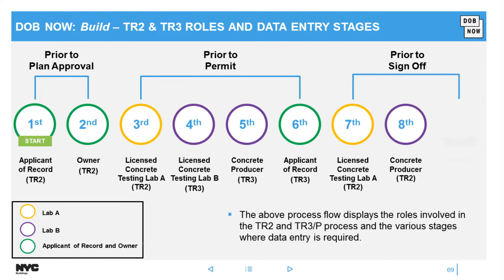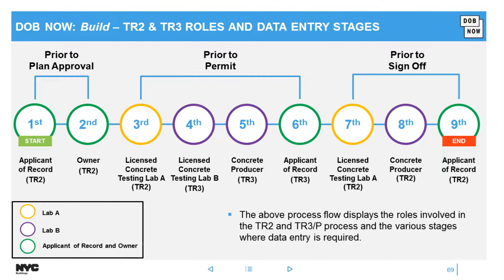Because concrete has different stages and different people logging in and out, that tier 2, tier 3 back and forth, I built a data entry stage process flow here to help you understand. Basically 1 and 2 is what you just saw me do when I was doing steel, with just the applicant of record completing the regular tabs, the owner went in and signed, and we filed to DOB. Now the stage at the top, I have prior to plan approval, so that's what happens. We have prior to permit and then prior to sign off now for concrete.